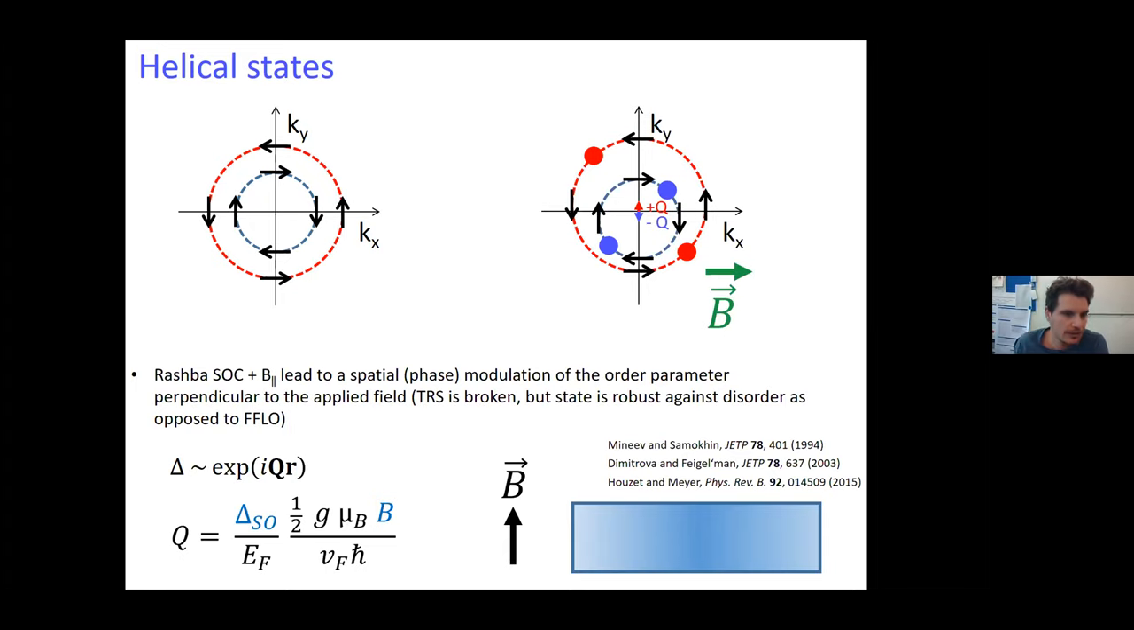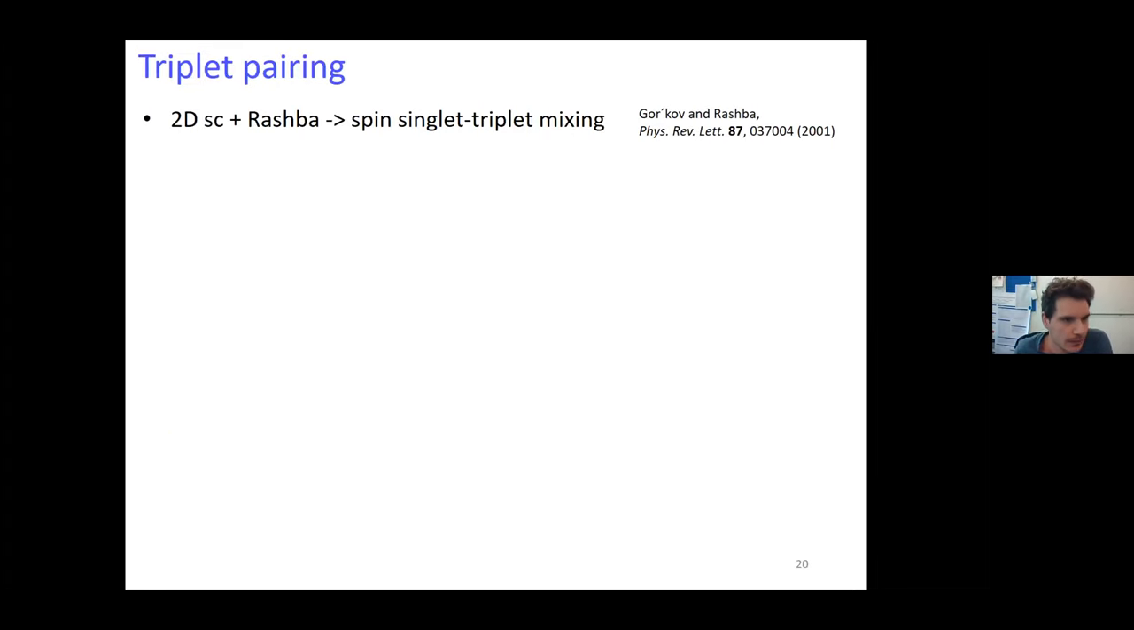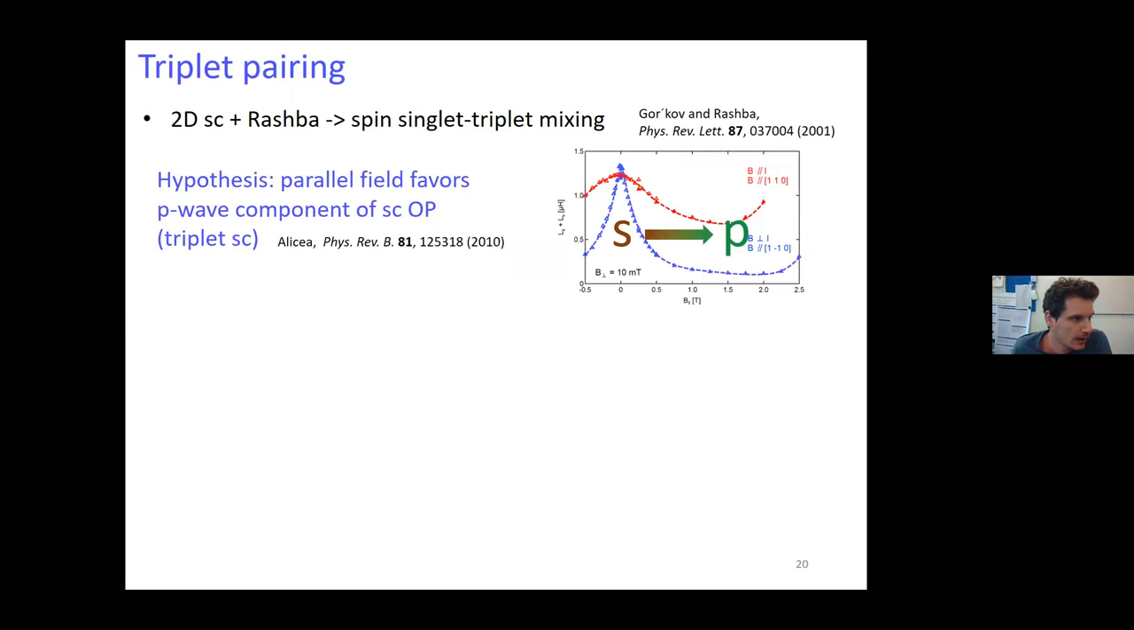The second possibility are P-wave triplet states that can occur in 2D systems with Rashba spin-orbit coupling. Here we can get a singlet-triplet mixing, as Kokov and Rashba have calculated. And our hypothesis would be that the parallel field favors the P-wave component of the order parameter over the singlet component.